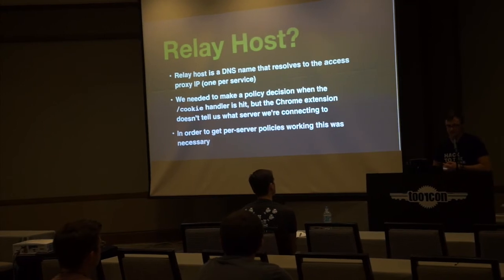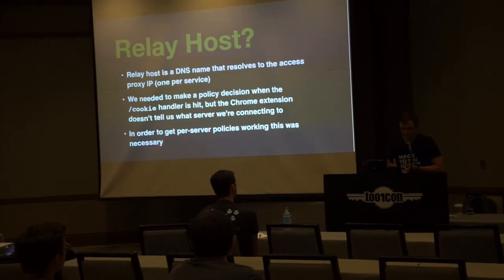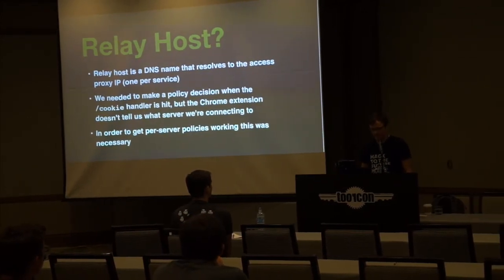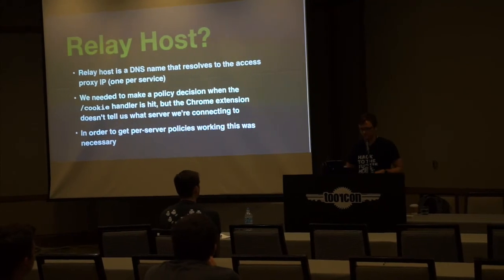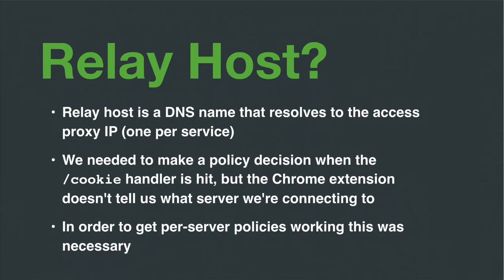But we have no idea what server the user is trying to connect to. If we wanted to have different policies for different servers, not just, okay, you proved that you are an employee at company X, you get access to everything, we don't want that. We wanted to be able to say, okay, you have access to these things. The way we worked around that was by using a different host name that resolves to the IP of the access proxy for every single service that we put behind it. That way we're able to enforce in code that this server and port map to this relay host, and set policies accordingly.